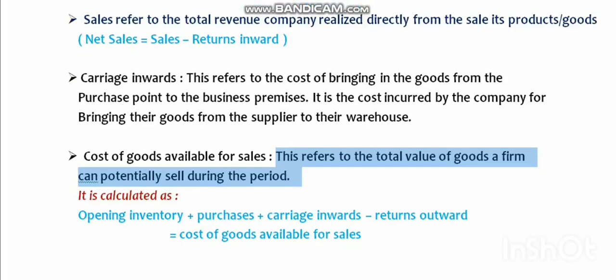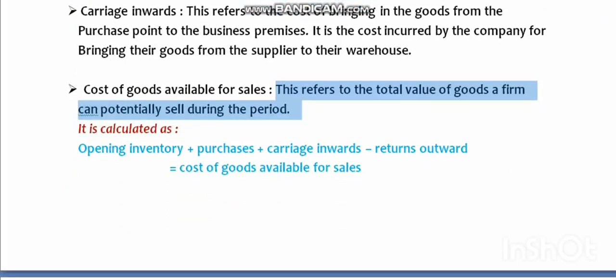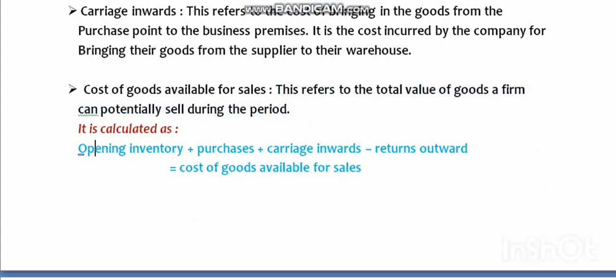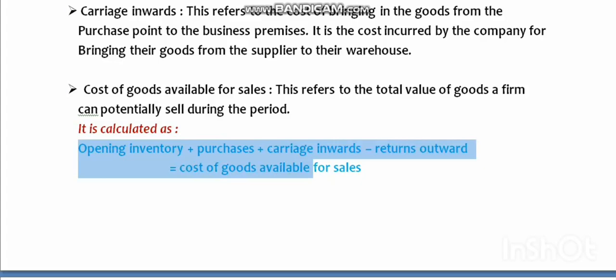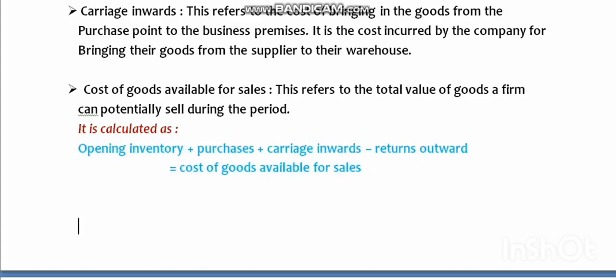So look at how it is calculated. It is calculated as opening inventory plus purchases plus carriage inward minus returns outward. Then it will give you what? Cost of goods available for sale. Opening inventory plus purchases plus carriage inward minus returns outward will give you the cost of goods available for sale.